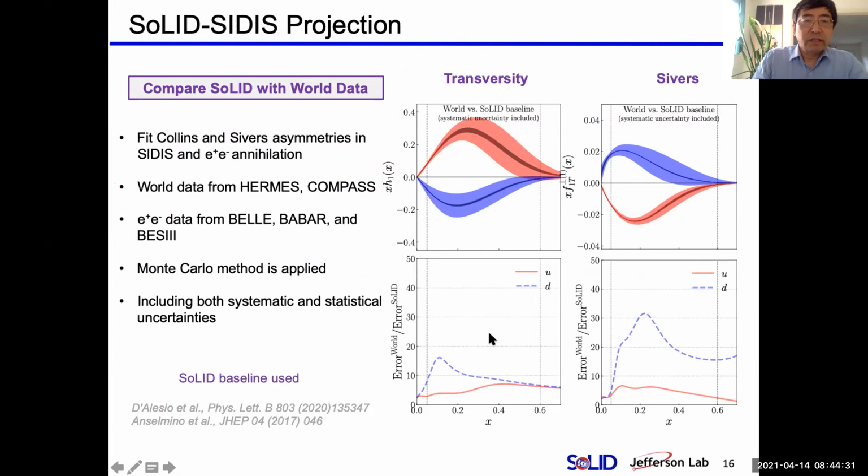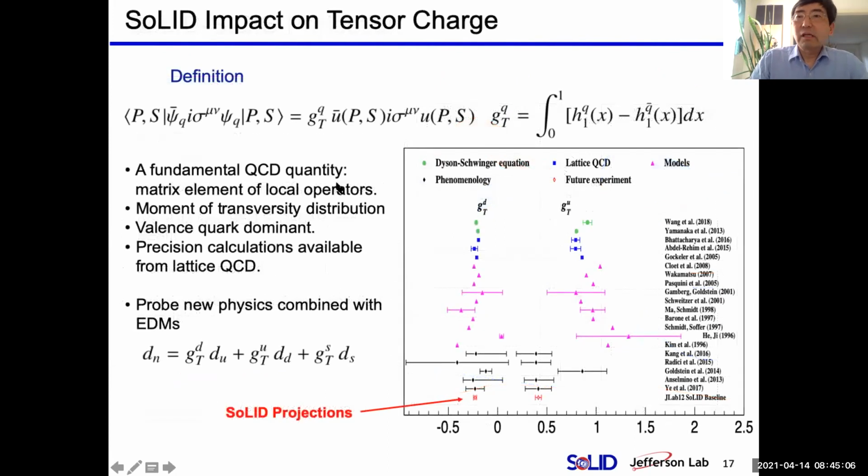We work with our theorists together to see, with their models, the impact, how the world analysis shows the uncertainties for the transversity and Sivers, for the u-quark and d-quark, and then look at how this will change if you add SoLID data. And the improvement, if you look at the error bars, the reduction for the d-quark is really an order of magnitude, a factor of 10, and for Sivers can be up to a factor of 30 improvement. So with this, we can get a very precise projection of the tensor charge.